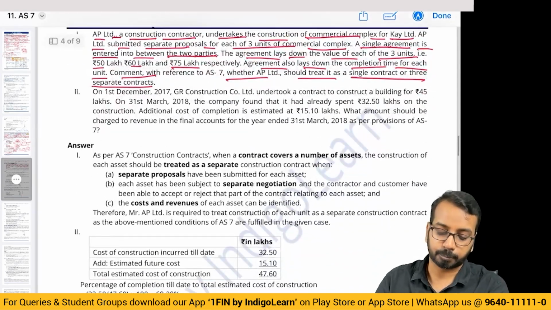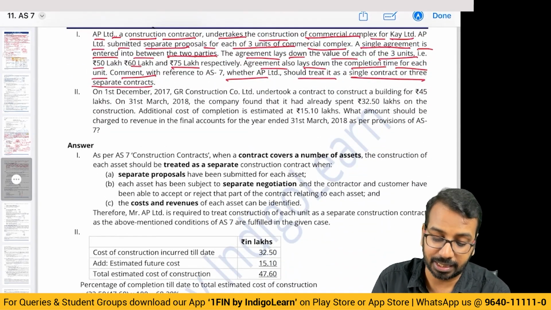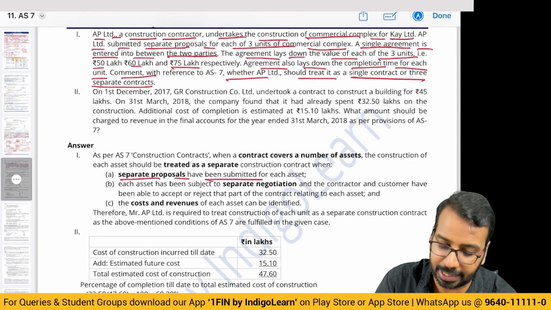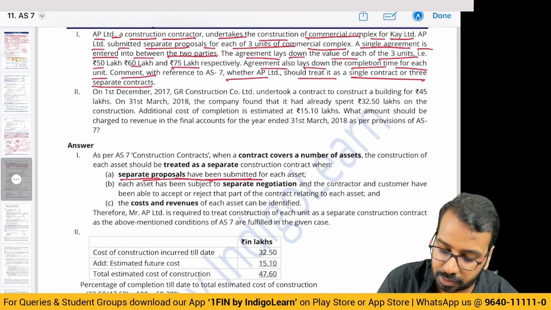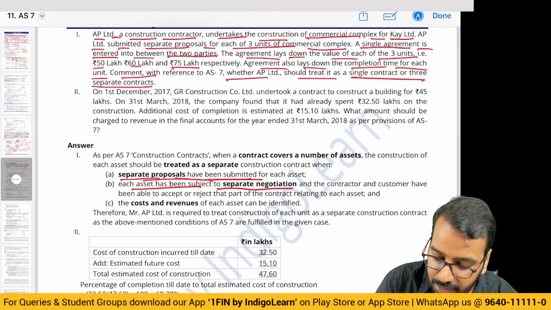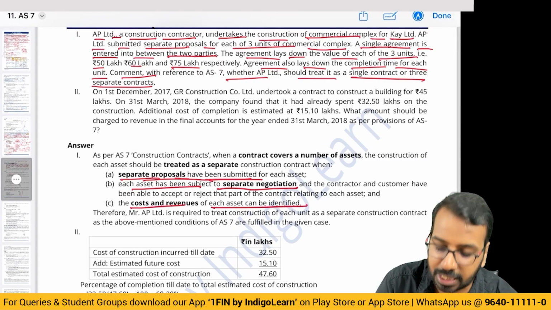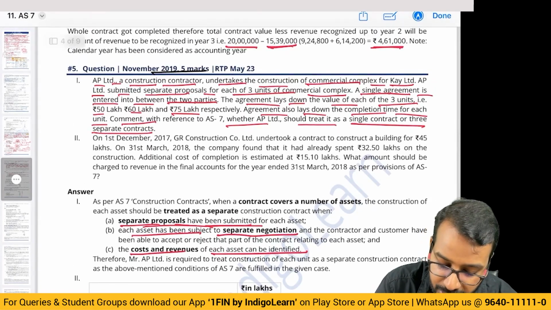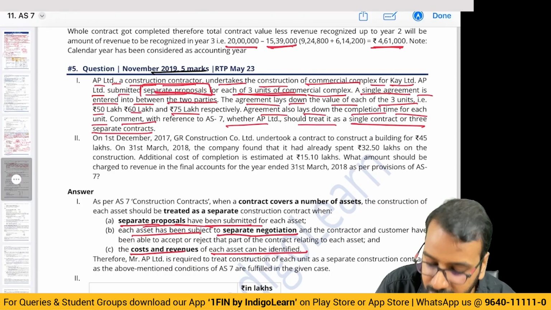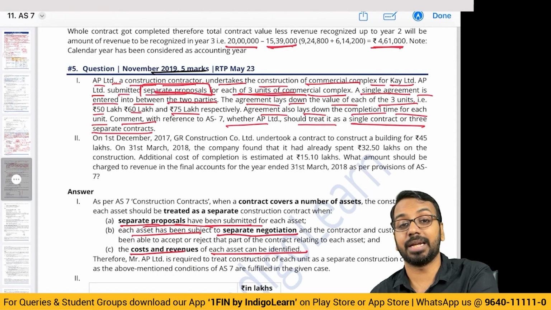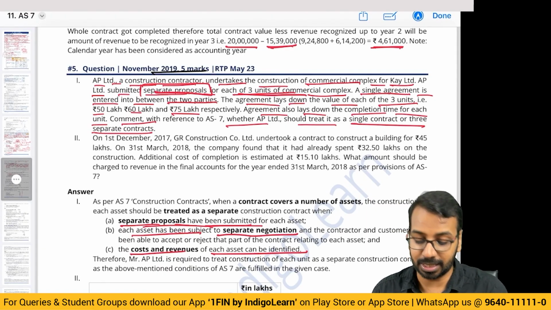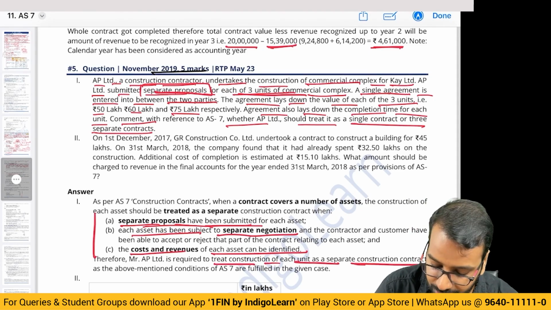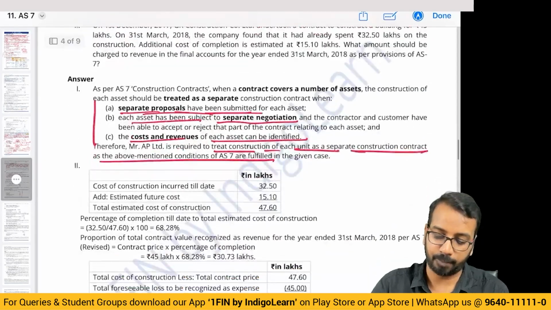Okay. Now, when should we segregate? When separate proposals have been submitted, each asset has been a part of a separate negotiation, and the cost and revenue of each can be measured separately. So here, if you see, they have given separate proposals for 3 units. A proposal has been given separately, which means negotiation also has happened separately. So you have to give these 3 conditions and say you need to treat construction of each unit as a separate construction contract. Okay.